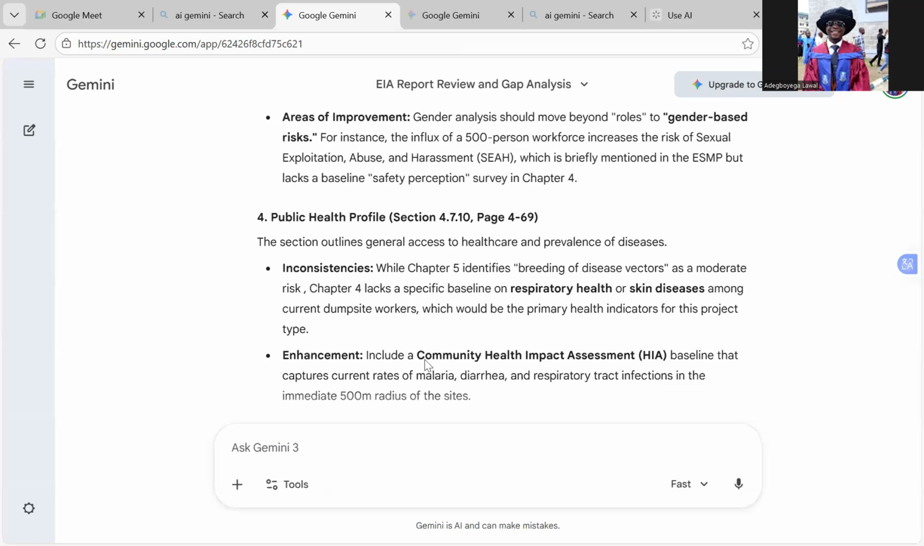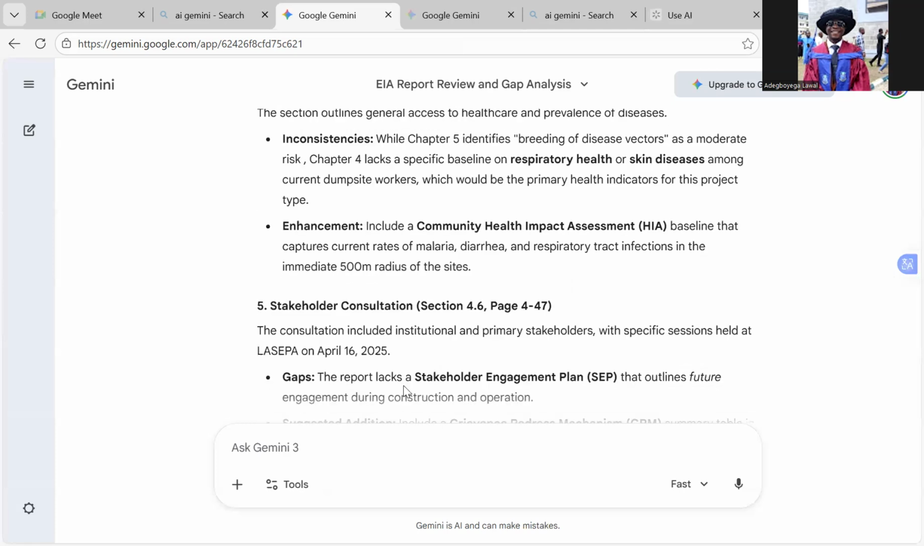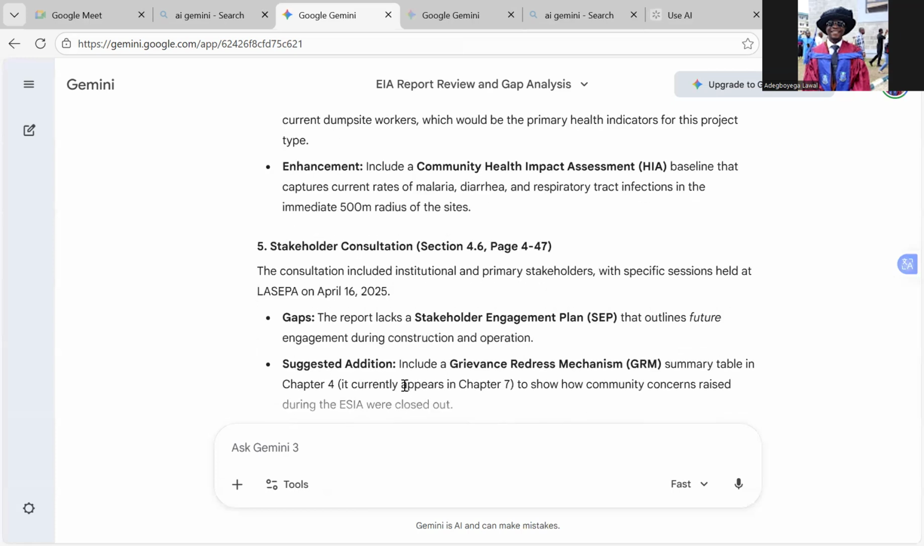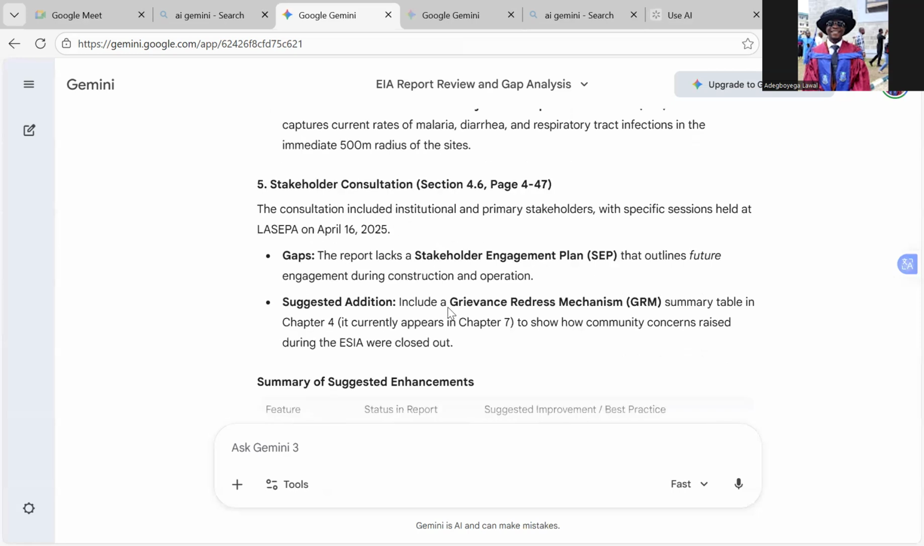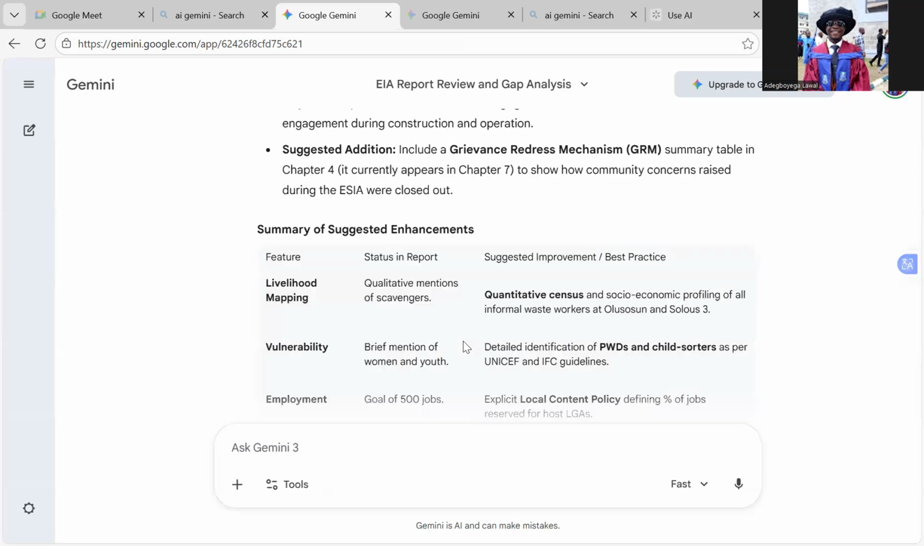Public health also says there's need to include a community health impact assessment baseline that captures the current rate of malaria, diarrhea, respiratory tract infections within a 500-meter radius of the site. Very important because of the nature of the project, which is a waste management facility. The report lacks a stakeholder engagement plan that fully outlines the future engagement process. So there's need to include this, and they also need to add a GRM.